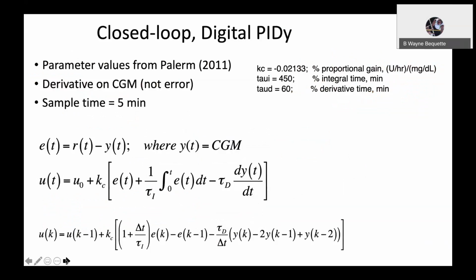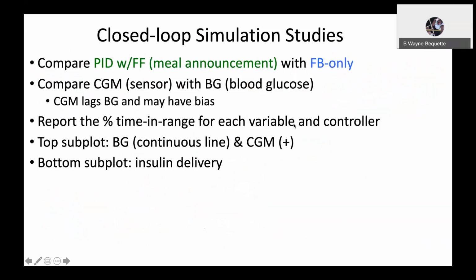We're using a digital PID controller with parameter values from Cesar Palerm in a publication from 2011. So the corresponding proportional gain, integral time, and derivative time are shown on the right-hand side. We have a sample time of 5 minutes for this controller. In the closed-loop simulation studies, we're going to compare the PID performance with feed-forward and with feedback only.